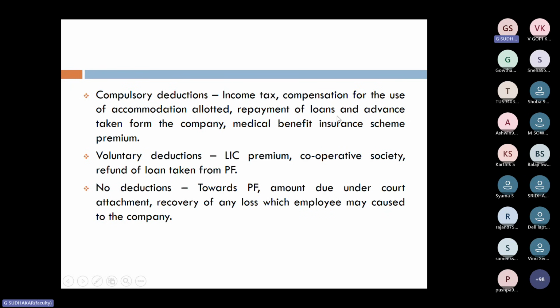Compulsory deductions. This has to be taken care of, I have told. Voluntary deductions, LIC premium, society, loan taken from PF, this has to be deducted from the 50%. No deductions towards PF amount due under court attachment, recovery of any loss which may be caused to the company. So this amount towards PF amount due under court attachment has to be deducted. This is also to be deducted.